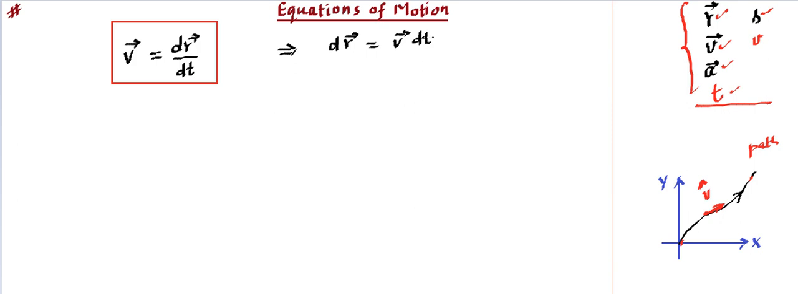So if we write in this fashion, that means we are interested in finding the displacement out of the velocity, and this becomes the differential equation. So the next logical step is to integrate it. If you integrate both sides, that will become the integration of dr vector is equal to the integration of v dt. This is another equation coming from the same equation. So basically we are writing the same equation in a different fashion, and both are giving the same thing.